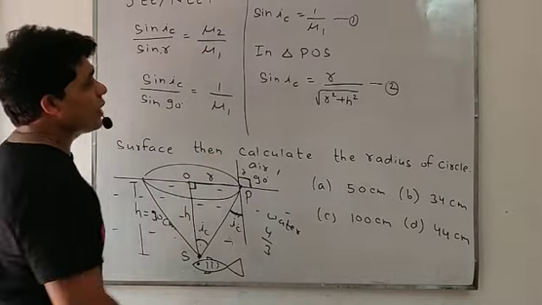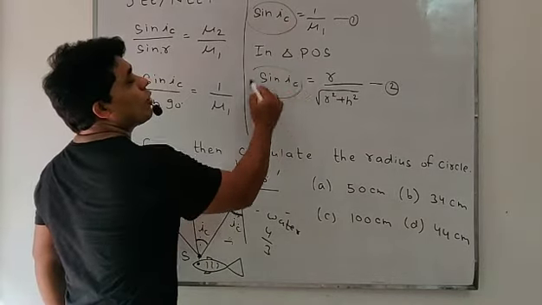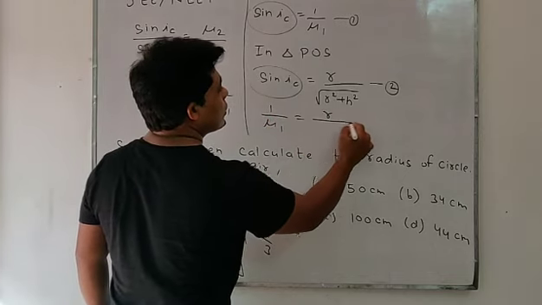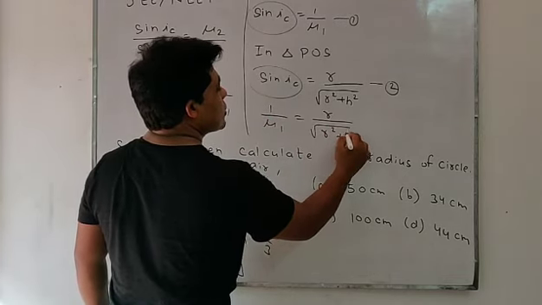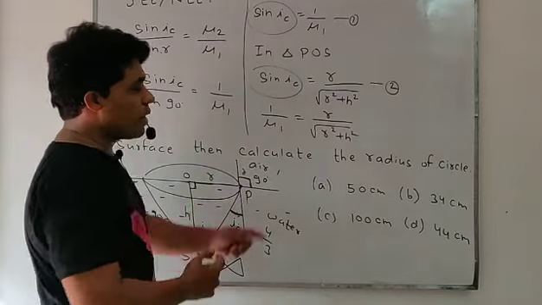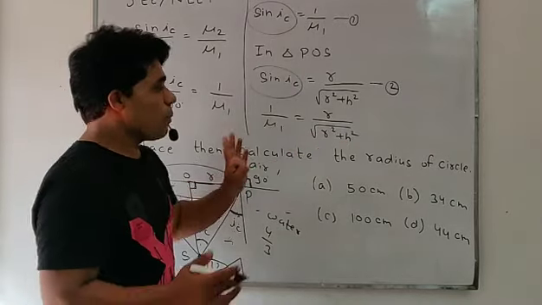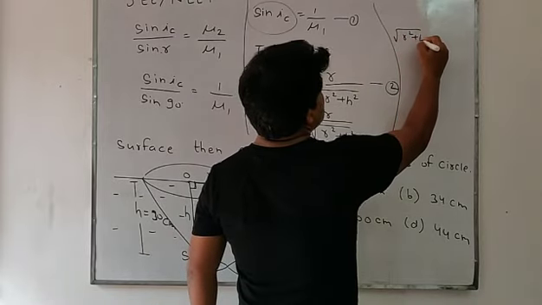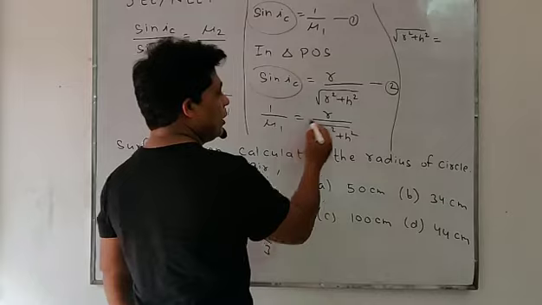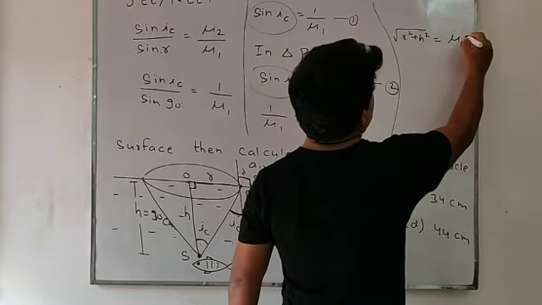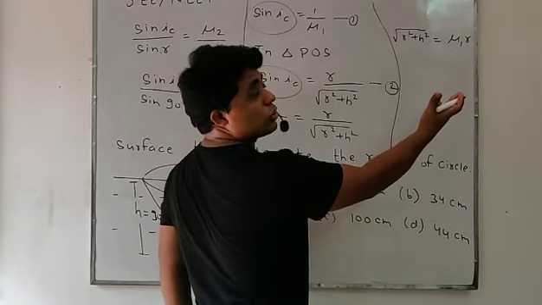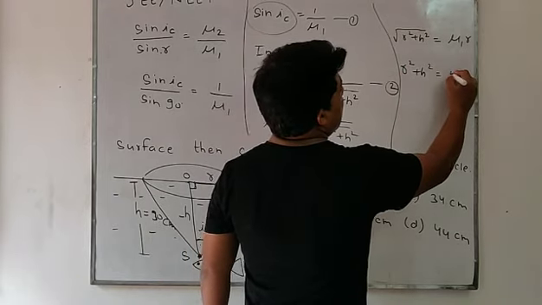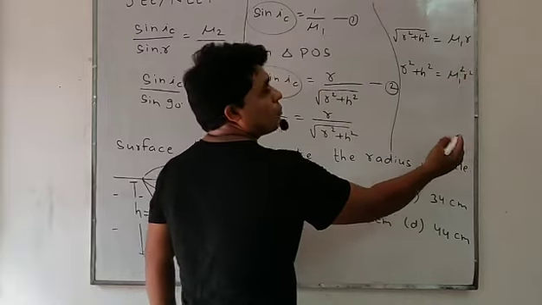Now compare both first and second. When left hand side is equal, right hand side will also be equal. So you can write 1 upon mu1 equals R upon root R square plus h square. Now cross multiply students. Root R square plus h square multiplied with 1, so what do we get? We will get root R square plus h square, and here we will get mu1 R. Now taking square on both sides, root will eliminate, R square plus h square, and it becomes mu1 square R square.